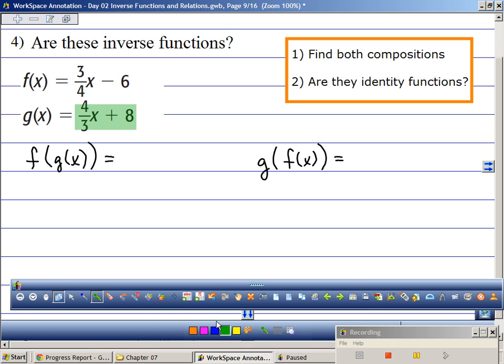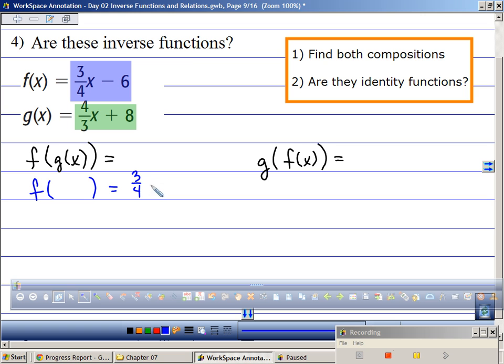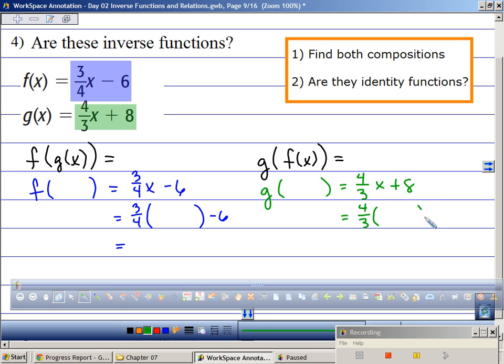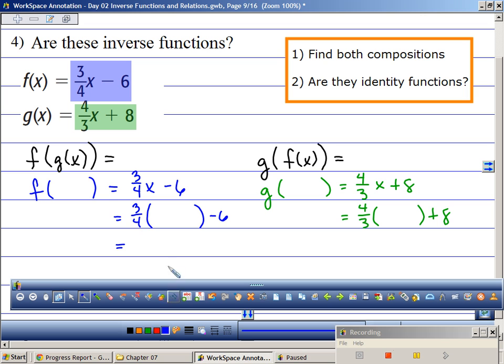All right, so this one's green, and this one's blue. And I'm going to start out with blue. F of whatever G is equals 3/4 x minus 6. Then I'm going to substitute whatever x is. You see, Boston, what I'm talking about? This is what I want to see right here. Okay? I'm going to do the same thing over here. G of whatever f of x is should be 4/3 x plus 8. Then I'm going to substitute in for x and add 8.